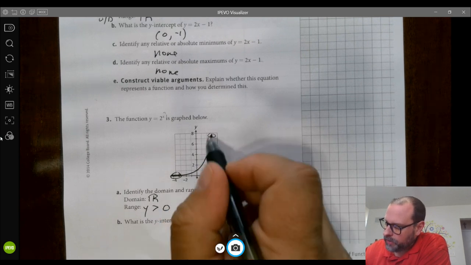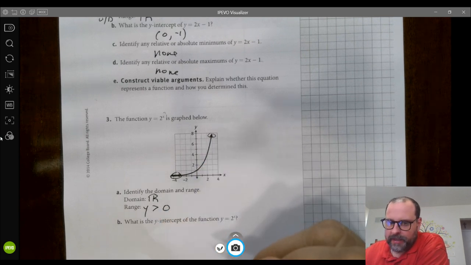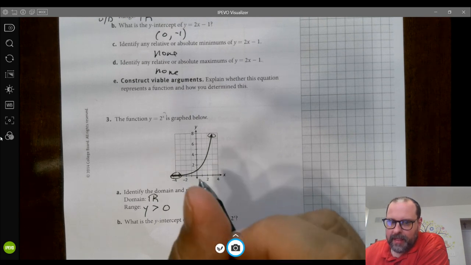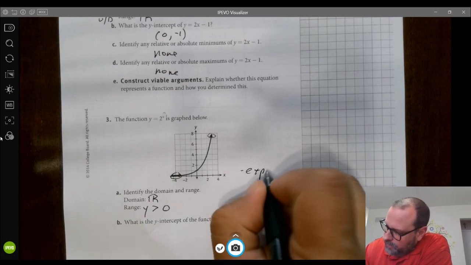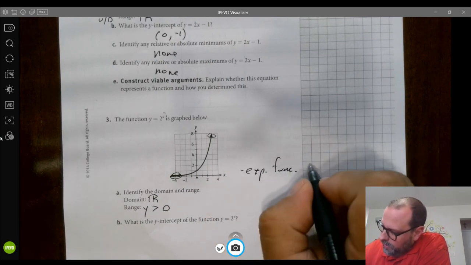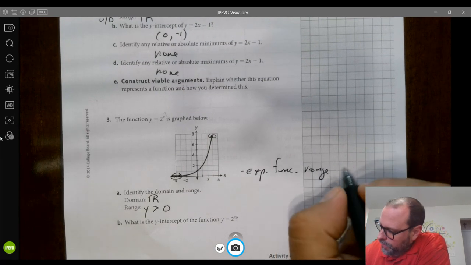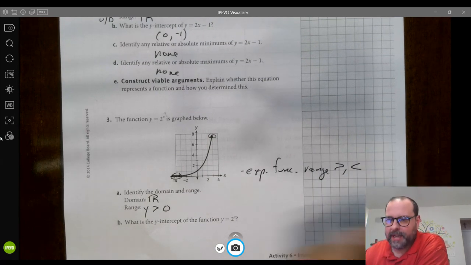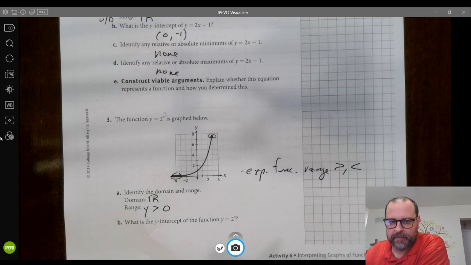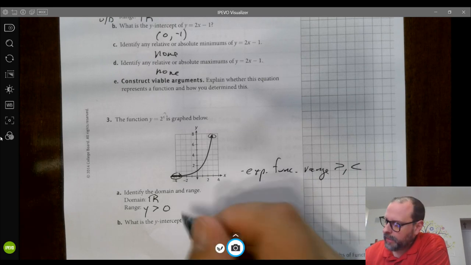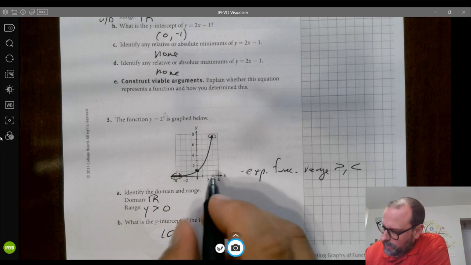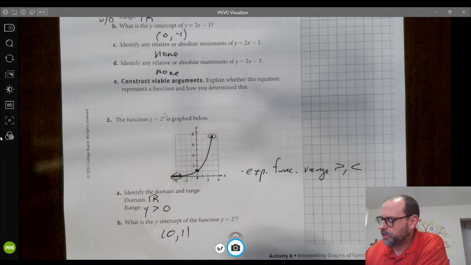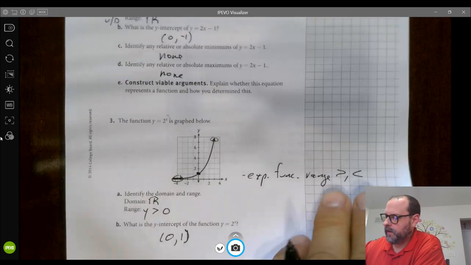So the range, because it's going upwards, is y is greater than 0. Okay? Not or equal to. So that's the important part. With exponential functions, okay, your range will always be a greater than or less than. Never no or equal to's that are in there. Okay? Last part that we've seen coming up each time, what's the y-intercept? Well, 0 is always the x. In this case, it goes to 1.